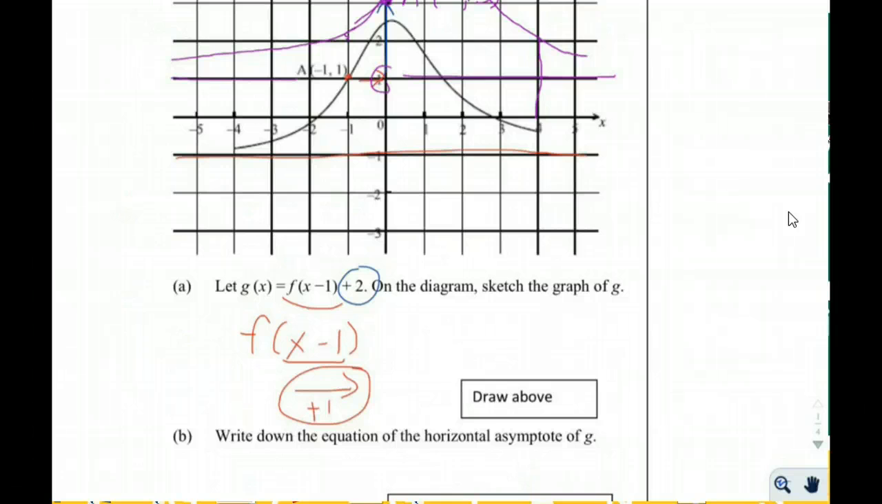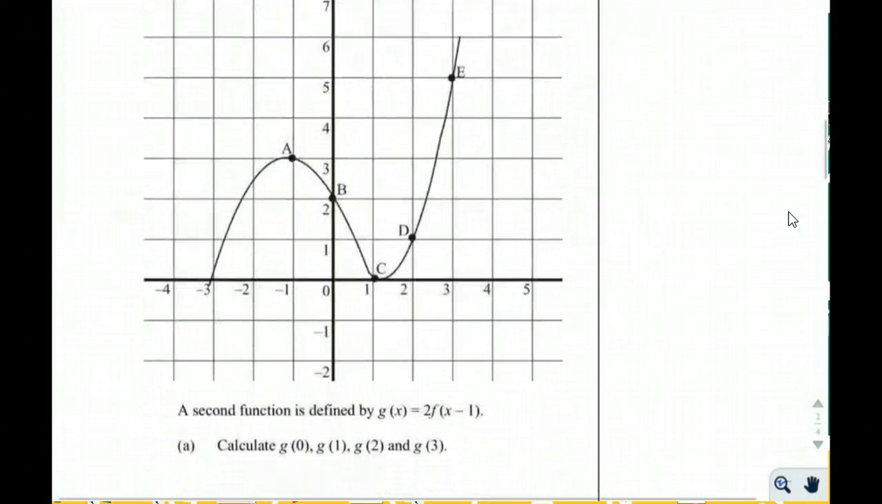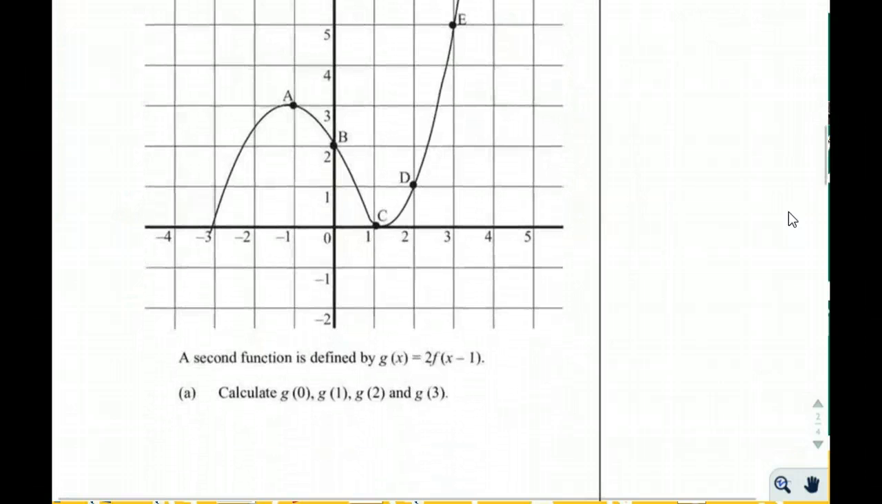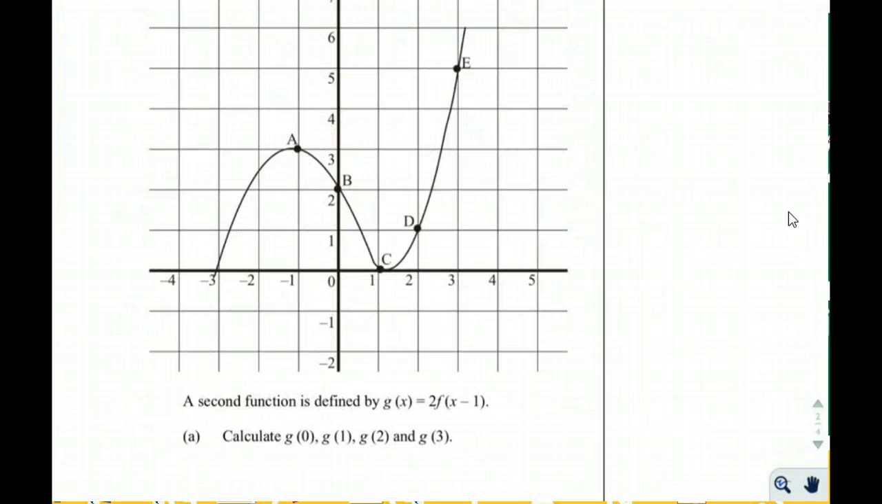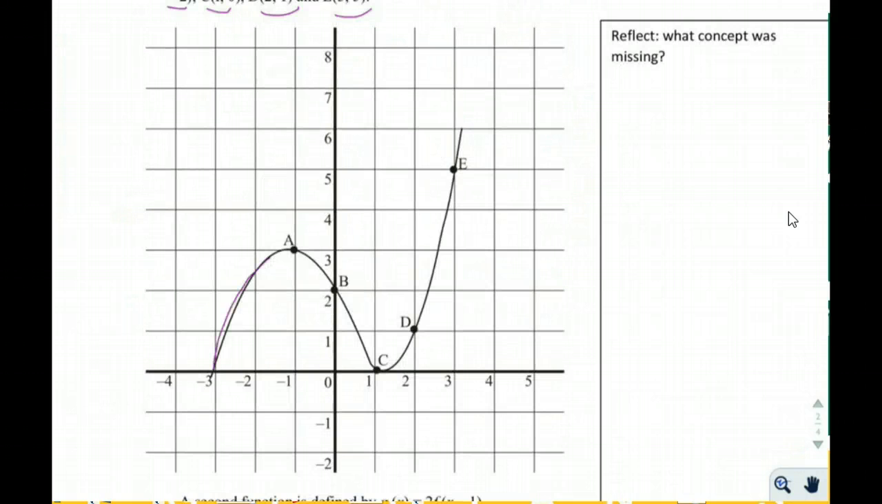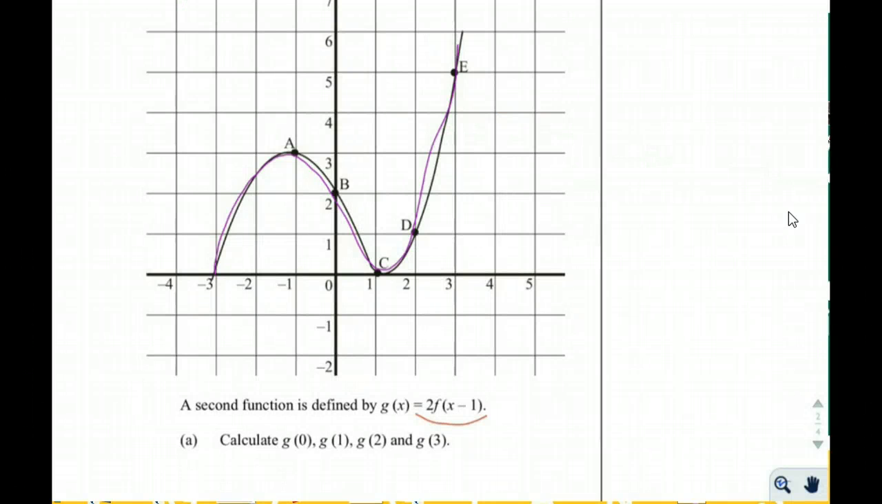The sketch shows part of the graph of y equals f of x, which passes through the points -1, 3, 0, 2, 1, 0, 2, 1, and 3, 5, and it marks all these here. A second function is defined by g of x equals 2 times f of x minus 1. The function f is this purple one here, and it has these 4 defined points. Now we're going to look at this function, which has 2 transformations done to it.